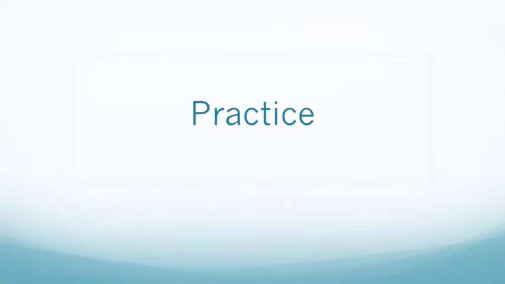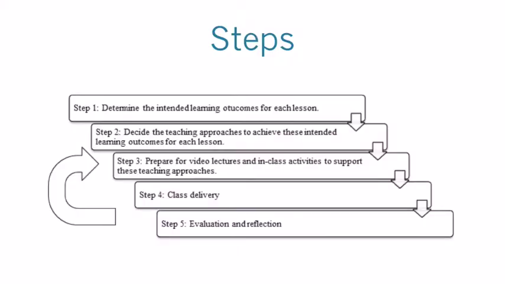Now we come to the practical issues. We adopt a 5-step process in our implementation. Step 1 is to determine the intended learning outcomes for each lesson. Note that we are talking about the lessons rather than the whole course because in order to design the teaching methods, we need to be more specific.